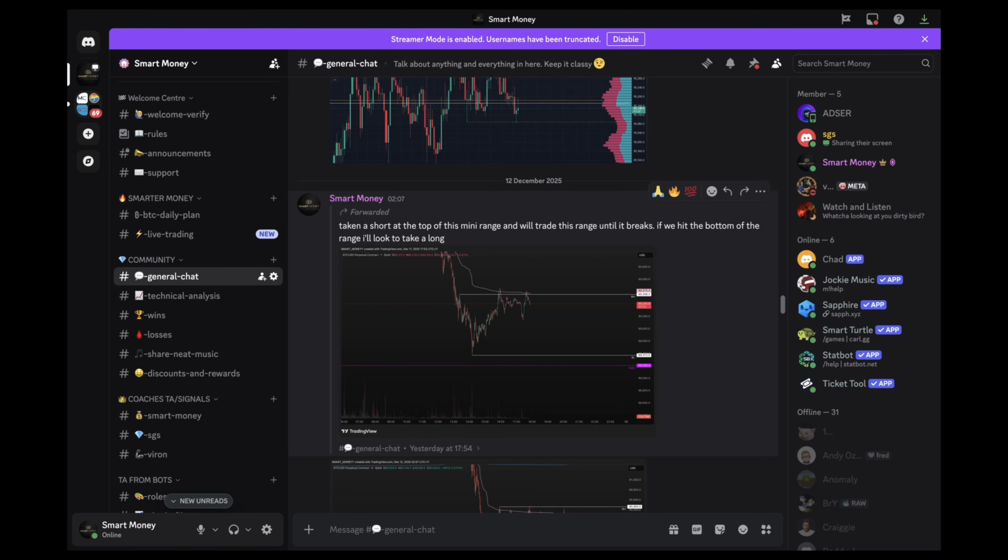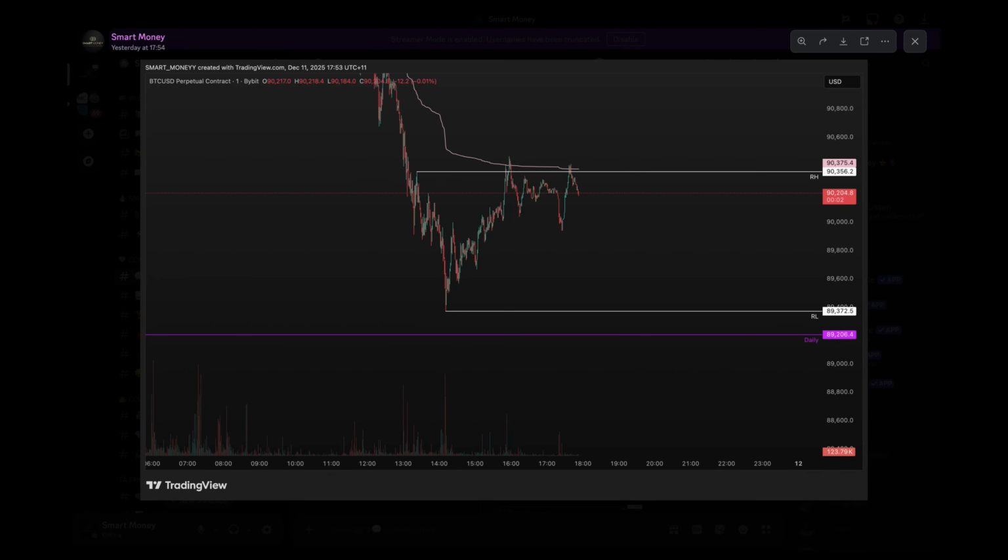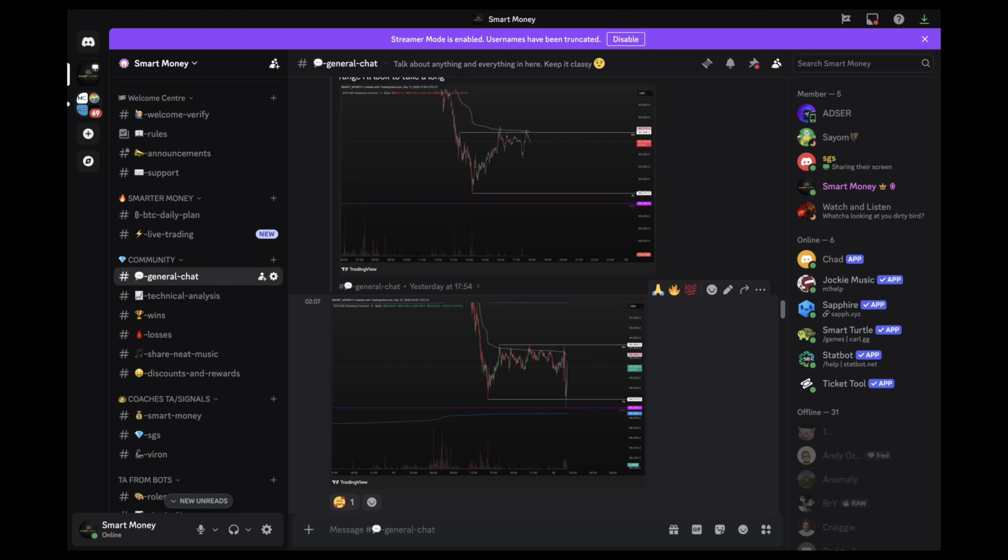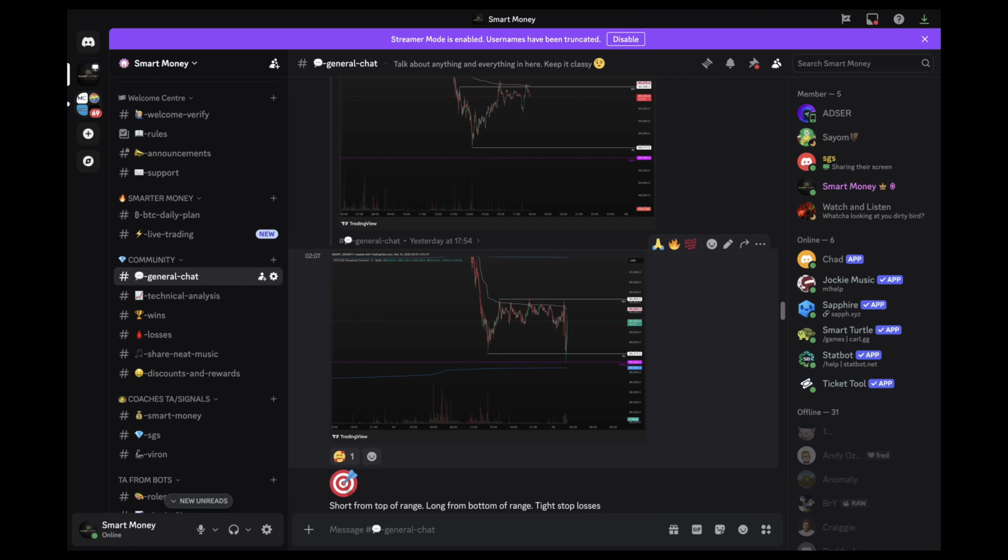If we hit the bottom of the range, I'll look to take a long. So what I had identified is we had the top of the range here, we'd pierced through it, we got acceptance back beneath. We had another attempt and then we failed. So I had seen this weakness and I had taken a short position with my stop loss above the high. So then I was patiently waiting for the bottom of this range to be hit.